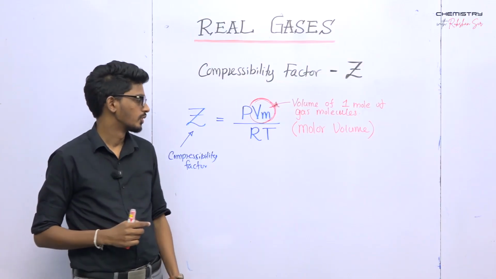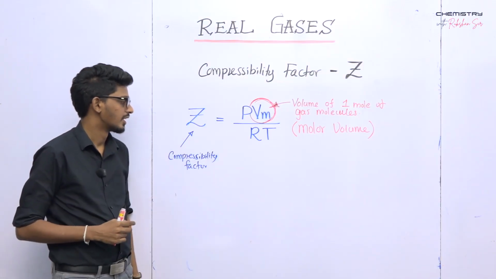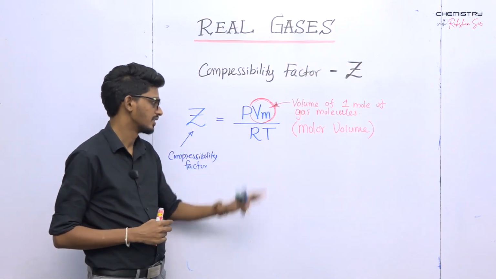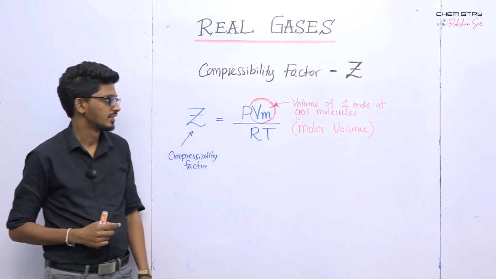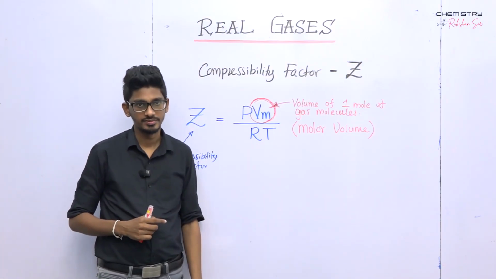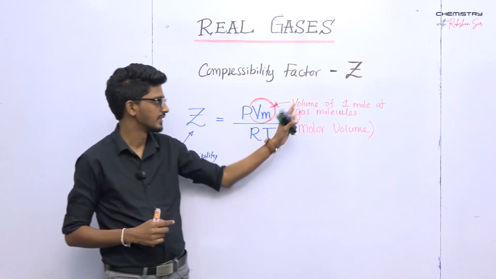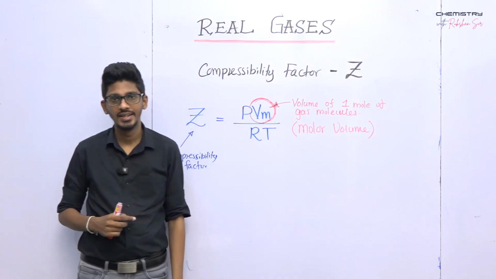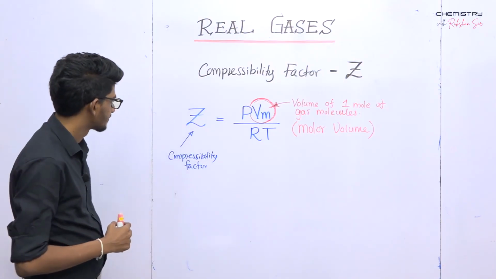Right? So this is the first definition of the compressibility factor. The PVm over RT ratio, that is the compressibility factor for any considering gas. Right? Vm is special. It is the volume of 1 mole of gas molecules. That means it is the molar volume. Okay. The idea is clear.